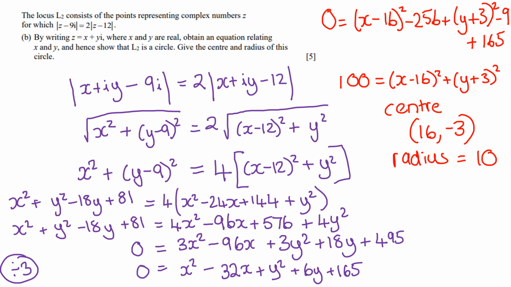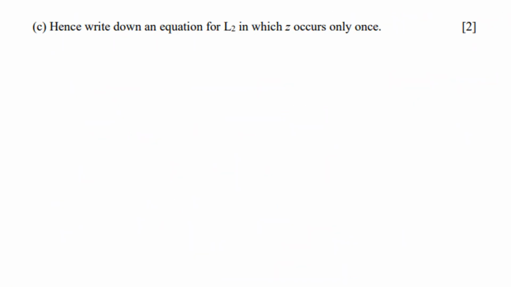And then there was a part C, turn over. Hence write down the equation of L2 in which Z occurs only once. So it wants you to put it back in loci form. So we've got a circle with centre, can I remember? Was it 16 minus 3? Hopefully, because I can't turn back. And the radius was 10.